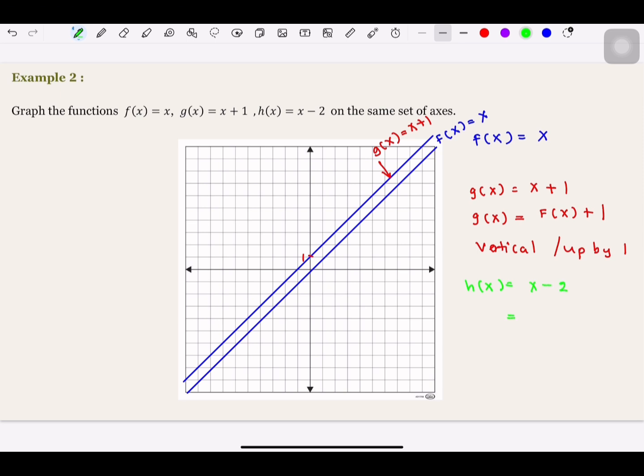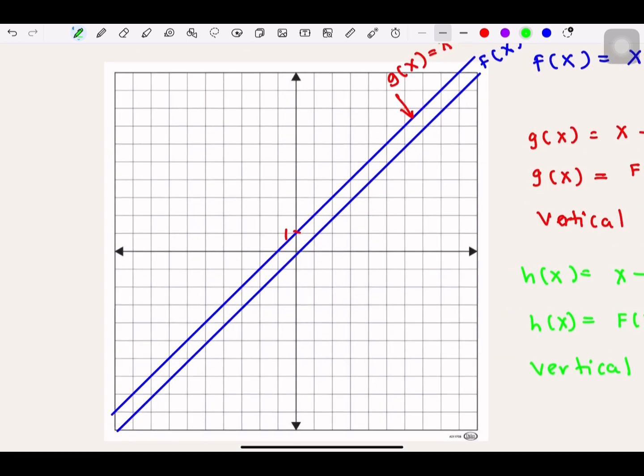Again, here, this is a vertical shift. It's because h of x can be written or expressed as f of x minus 2. So this is a vertical shift downward by 2 units. Okay, so if you move this origin 2 units downward, it's going to be here at negative 2. So here you have to move this line 2 units downwards.